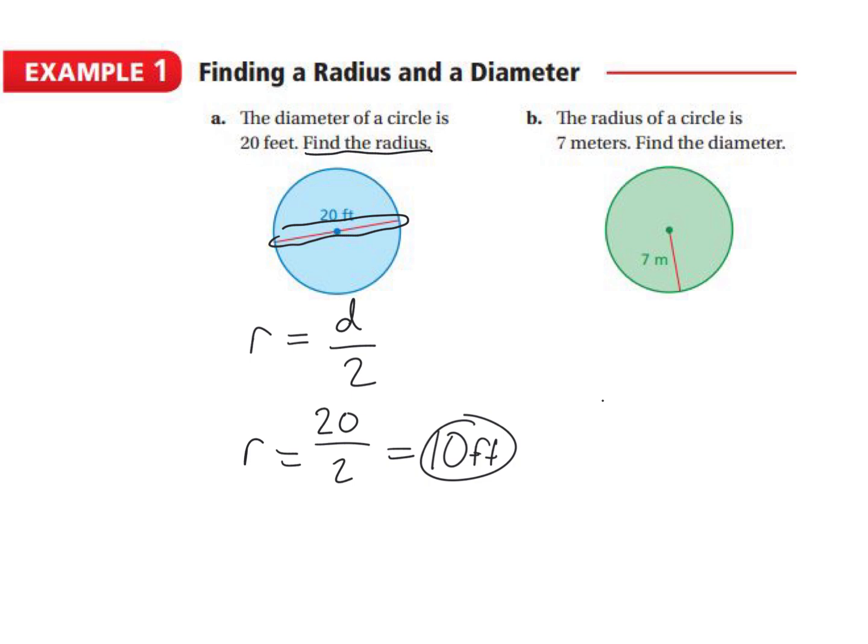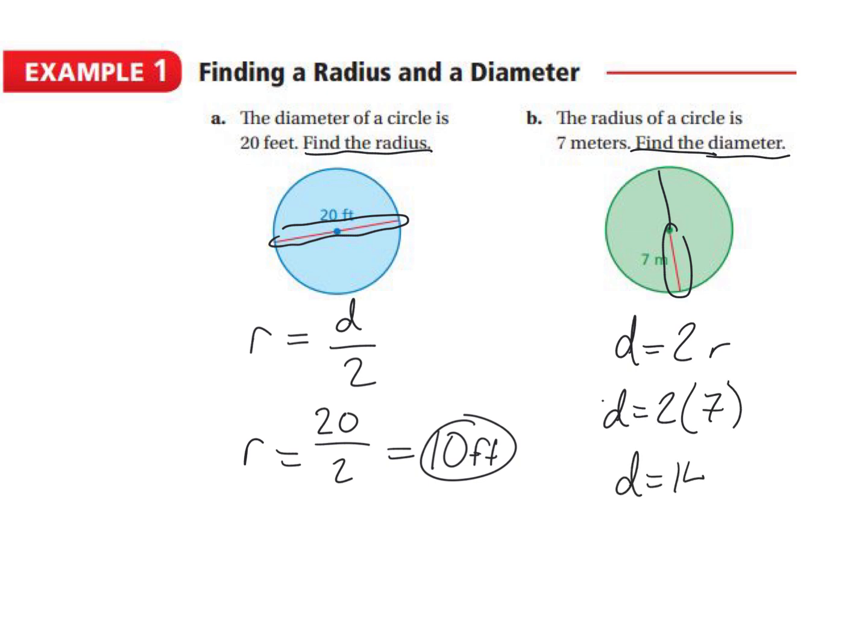All right. For the letter B, kind of the opposite thing here. I have my radius. I know halfway across the circle. I want to know the full length across. In this case, I'm looking for diameter. I know that my diameter is just two radiuses put together through the center. Well, in this case, it's 2 times 7 meters. So my diameter ends up being 14 meters.